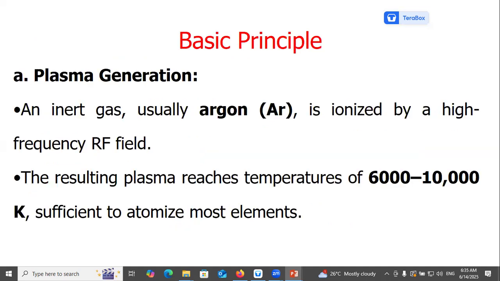Basic principle, plasma generation. An inert gas, usually argon, is ionized by a high-frequency radio frequency field. The resulting plasma reaches temperatures of 6,000 to 10,000 kelvin, sufficient to atomize most elements.